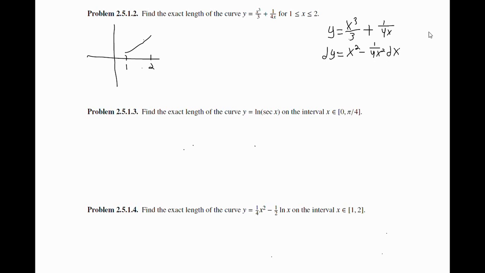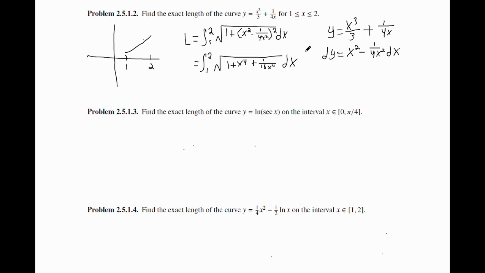And if you plug this value into the arc length formula, along with this for b and a, you should get L equals the integral from 2 to 1 of the square root of 1 plus x squared minus 1 over 4x squared, squared, dx. And simplifying that out, you should get the integral from 2 to 1 of the square root of 1 plus x to the 4 plus 1 over 16x to the 4 dx. And that's all for number 2. Moving along quickly to number 3.